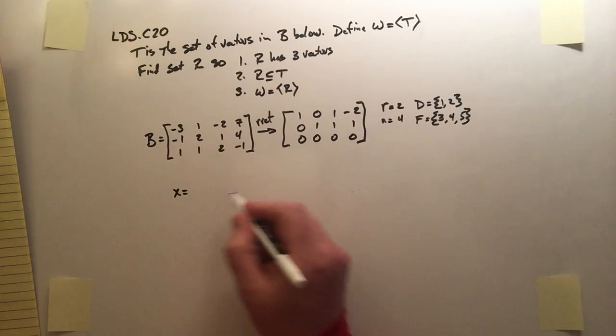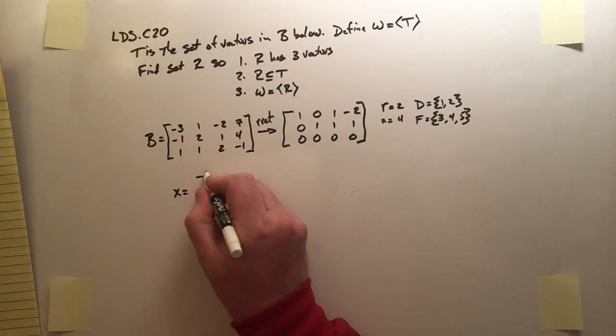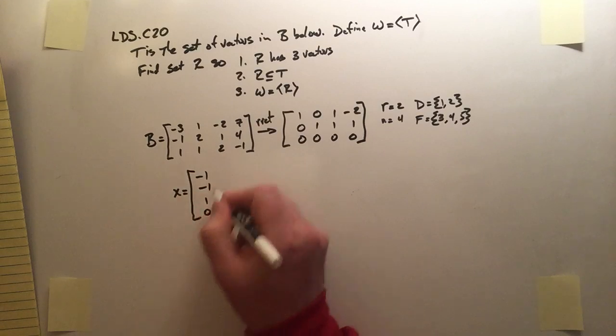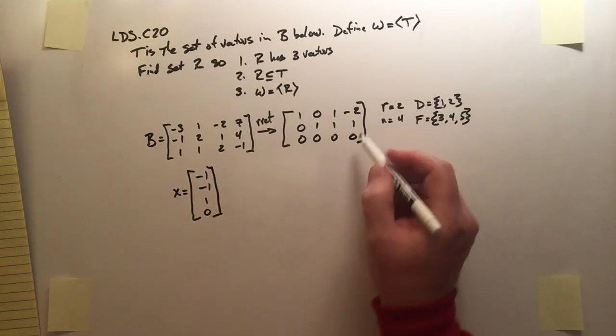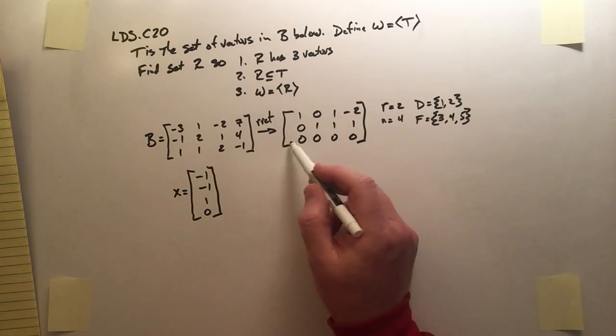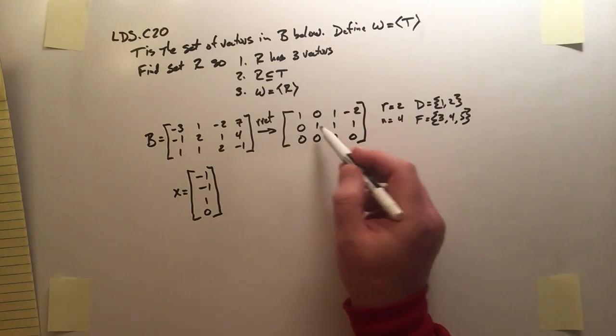So I'm going to say x is one unique solution to this system, and that x is going to be negative 1, negative 1, 1, 0. So that's a solution to this. If I basically make x4 equal to 0, then it's only these 3 rows that contain the solution. So x3 defines both x1 and x2.